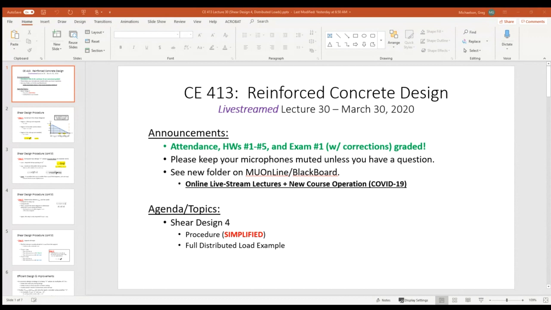I'm going to get right into our topic today. What we're going to be doing is covering shear design, and I've got an example that we're going to do that's going to be very similar to one that we did before break, but given that it's been a couple of weeks since we've talked about this, I figure it's a good idea to go ahead and review it.